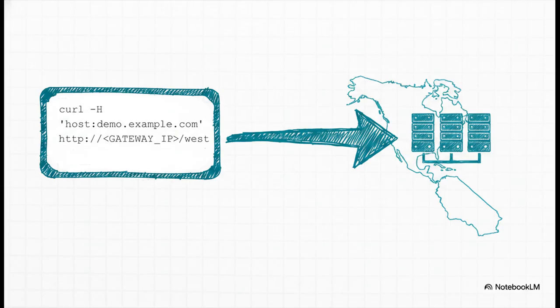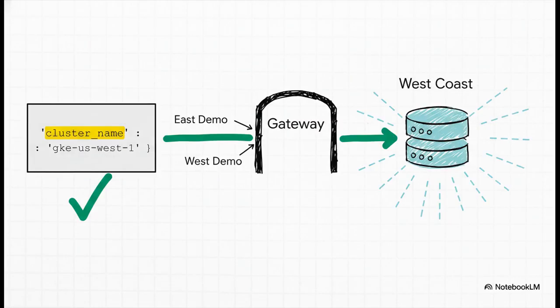Same command, but this time we're targeting the /west path. Now we're asking to speak to the West Coast cluster. And perfect. The response confirms we were served by GK US West 1. I mean, this is it. This shows how one single entry point, one address, can intelligently route traffic across an entire continent, or even the whole globe, all based on a few simple rules. This right here is the blueprint for a fast, resilient global app.